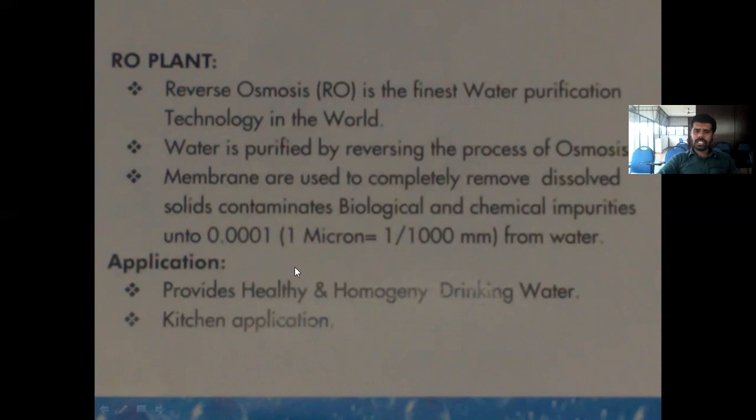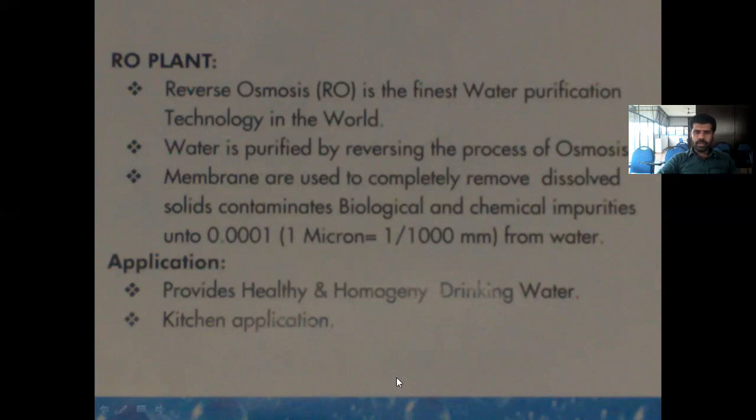So where is this applicable? It provides healthy and homogeneous drinking water. So we can use the water which is coming out of this RO plant for drinking purposes. It is very pure water, and we can use it for kitchen applications also.